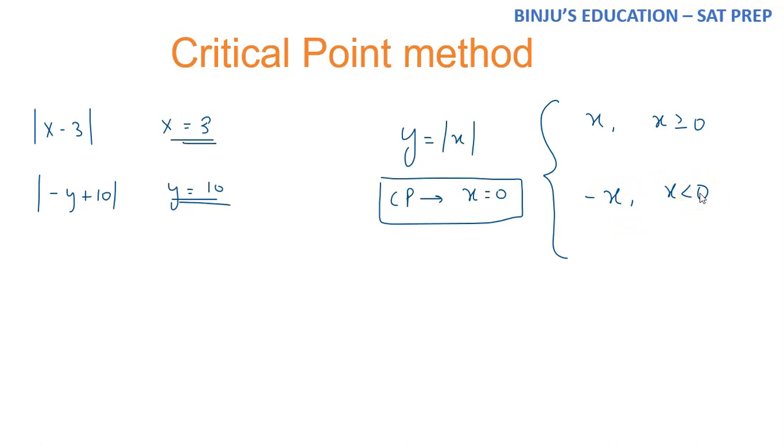So the function behaves separately to the left and to the right of every critical point that you have. That's why the first thing we do is calculate the critical point, and then accordingly we solve the question. Okay, so we're going to start off with an easy example, and then we will move to the difficult ones.